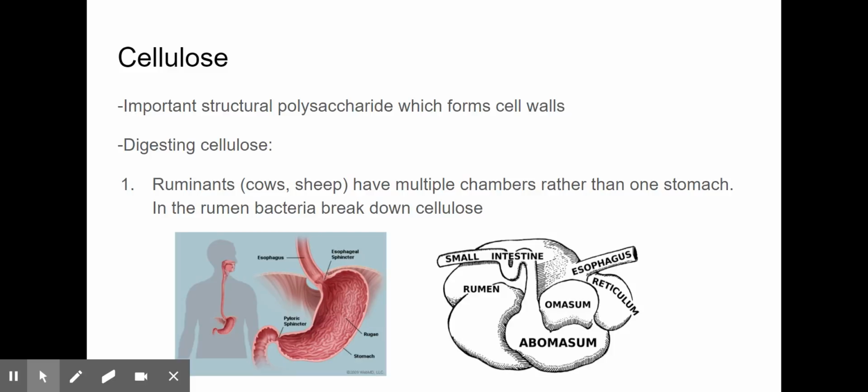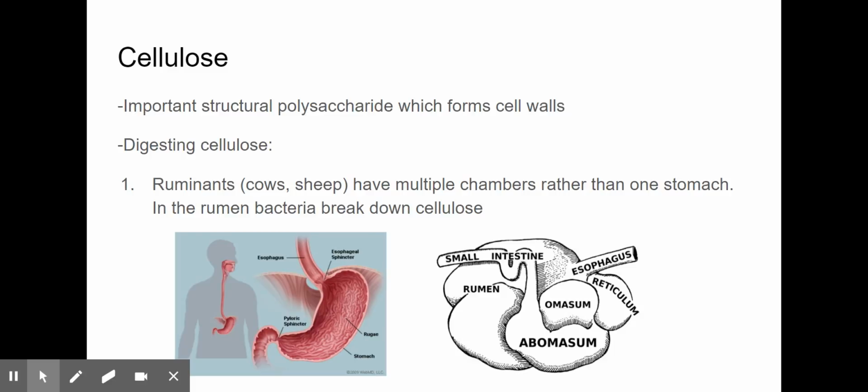So you've got the esophagus coming in, then 4 different chambers, and then the small intestine going out. What ruminants have is this rumen, labeled on there, the first chamber that the food goes into, and it has a whole bunch of bacteria in it. It's not like our stomach, where everything goes straight into hydrochloric acid. Instead it goes into a chamber filled with bacteria, and those bacteria break down and digest cellulose for them.